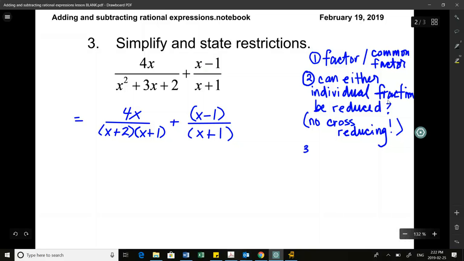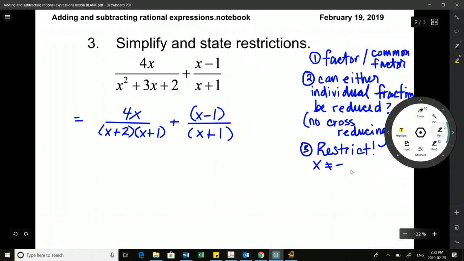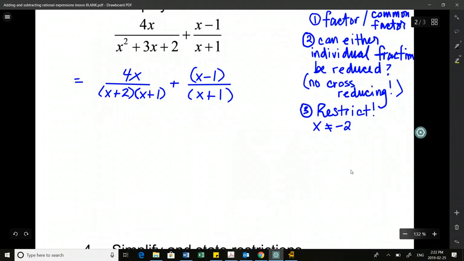We're going to restrict, of course. So I'll just do it right underneath our step here. x cannot be -2 and -1. Okay. Third thing, or fourth thing, we're going to go common denominator and merge the fractions.